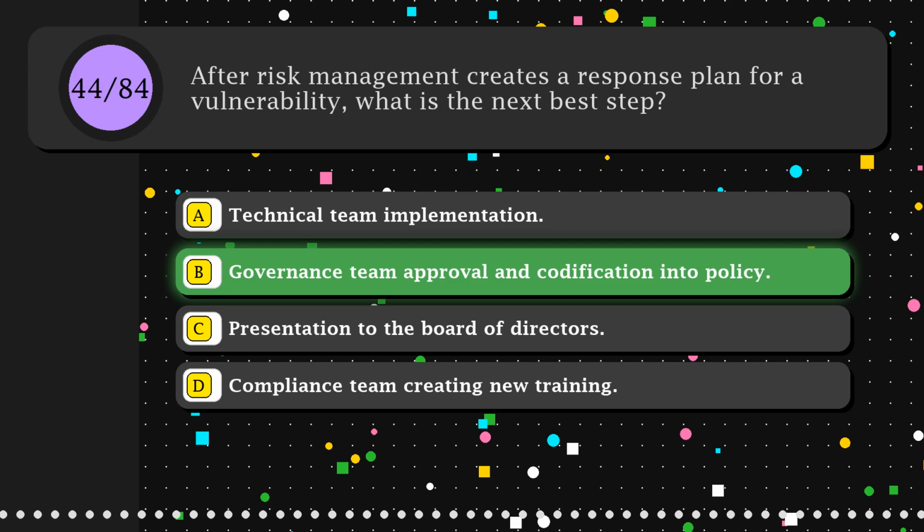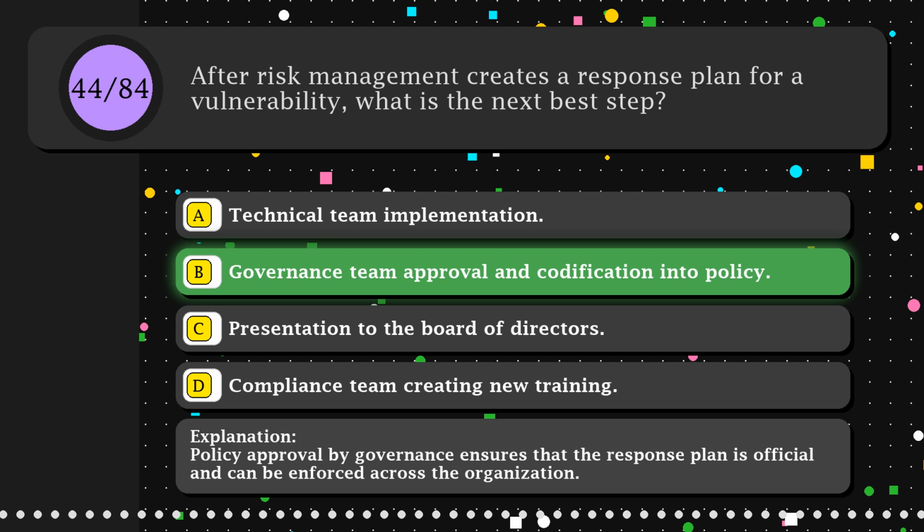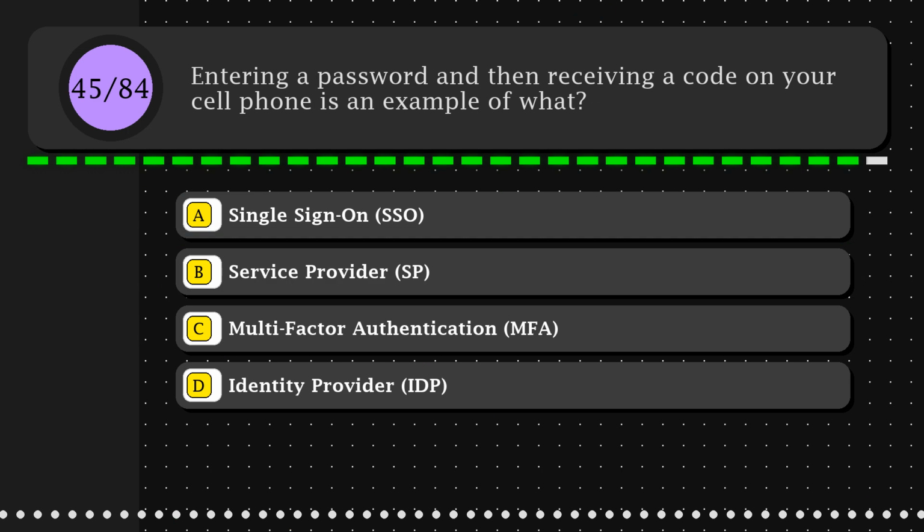The correct answer is option B, governance team approval and codification into policy. Policy approval by governance ensures that the response plan is official and can be enforced across the organization. Question 45. Entering a password and then receiving a code on your cell phone is an example of what?